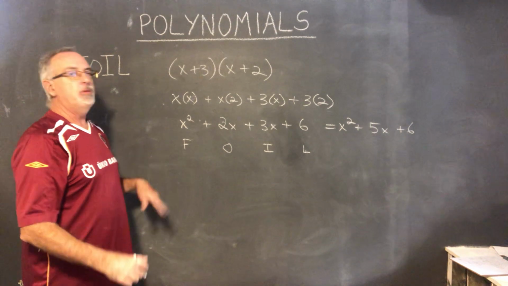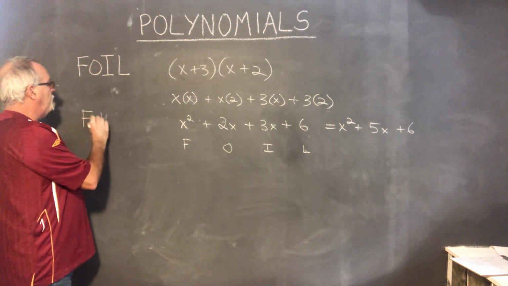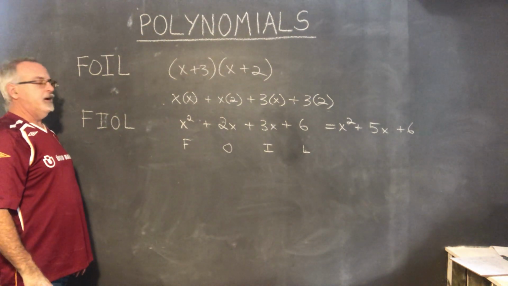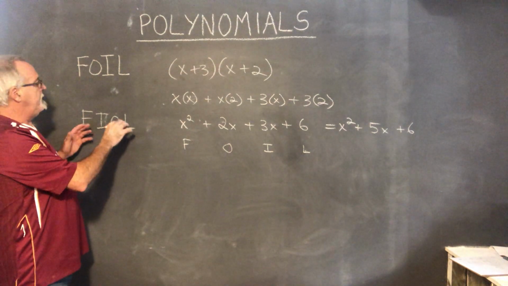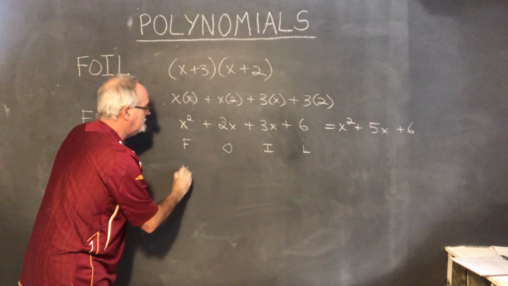Now, what if someone broke the rules? What if someone didn't want to use FOIL and they wanted to use FILE? First, inside, outside, last. It would still work. It's true, it would still work. So let's prove it. First, FILE. First, F is first times first. That's the x times x part.